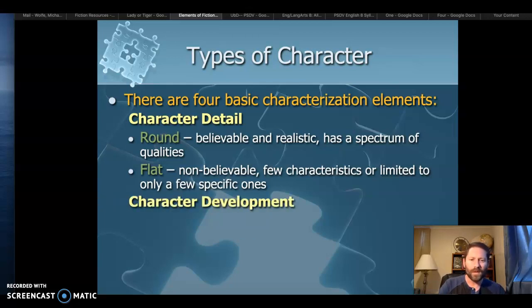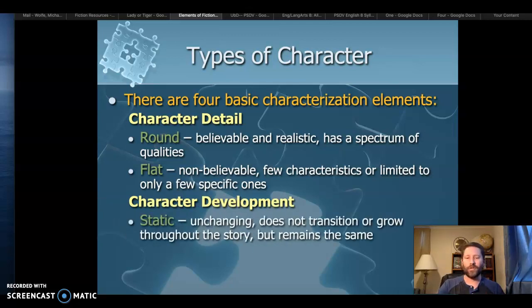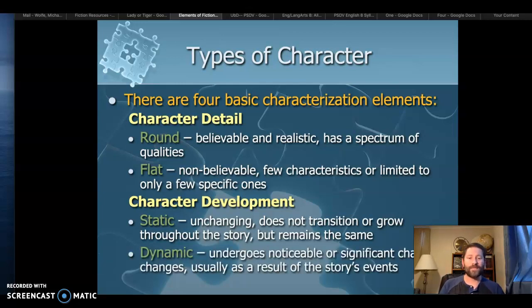So, with character development, we have the static character, which is the one that does not develop. They may be a person who is round and we understand a lot, but they don't really change. They're always pretty much staying the same. They don't transition or grow throughout the story, but they remain the same. And then we have the dynamic character. This is the one that starts from one place and ends up in some other. Now, a lot of the times this is our protagonist.